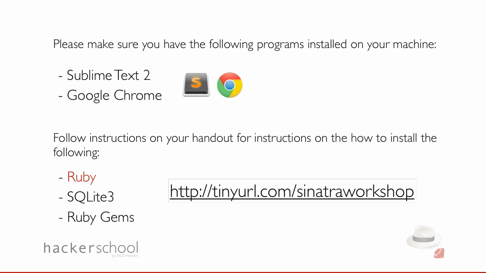Great. So, as people are streaming in, please make sure that you have the following programs installed on your machine. We actually have quite a bit of setup to do for today's workshop. In particular, Ruby, SQLite, and Ruby gems have to be installed on your computer. If you haven't already started, get a USB drive from the facilitators, or hit up the link you see on the slide. Download the files and follow the instructions on your handout. We'll be starting very soon.